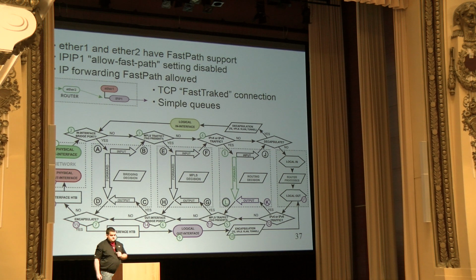Next one. The packet is basically returning. Same setup, so the packet is entering ether2 and then leaving through the IP tunnel on ether1. Both interfaces have FastPath support. The IP tunnel has FastPath enabled. FastPath forwarding is enabled. We have a TCP FastPath connection, and we have a simple queue. So, who thinks that the packets go the FastPath way? Please raise your hand. Okay, who thinks that it's not? Okay, so the correct answer is it will go the FastPath way and will be invisible for simple queues.